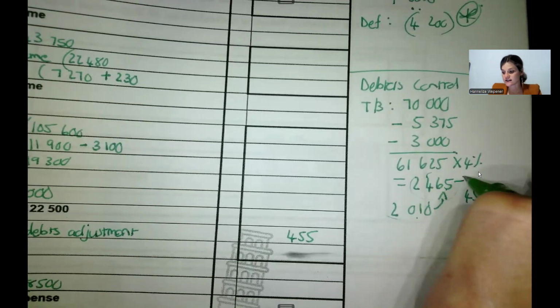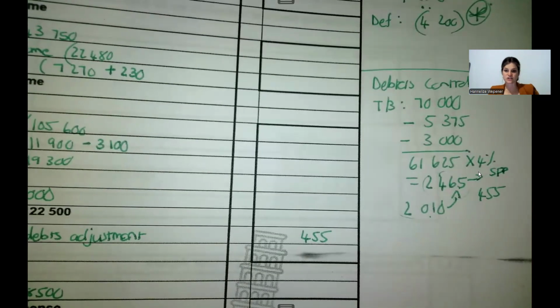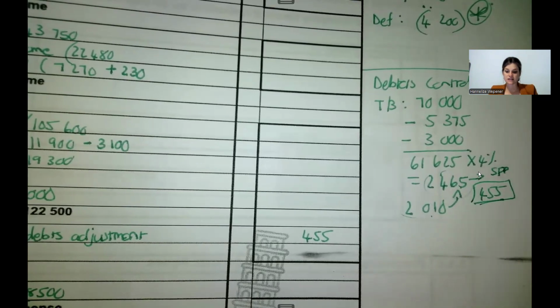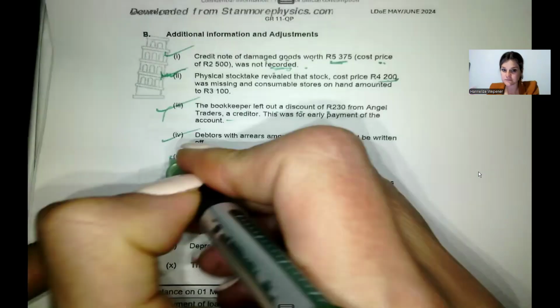So this over here is the amount that you will see in your SFP note for your trade and other receivables, but in your SOCI, you're only interested in the movement. Okay, so that's the provision for bad debts adjustment done.